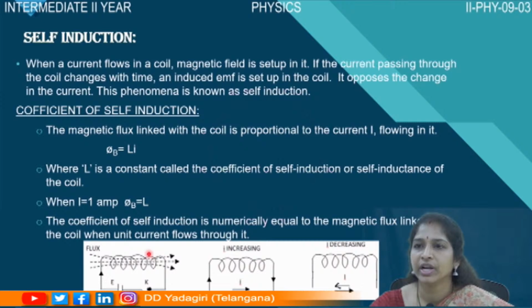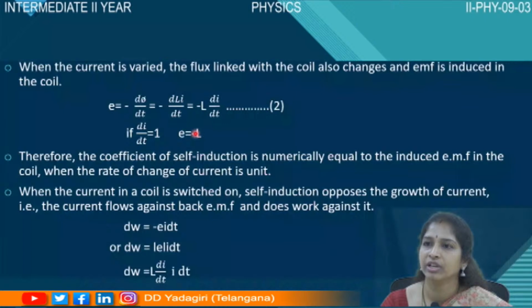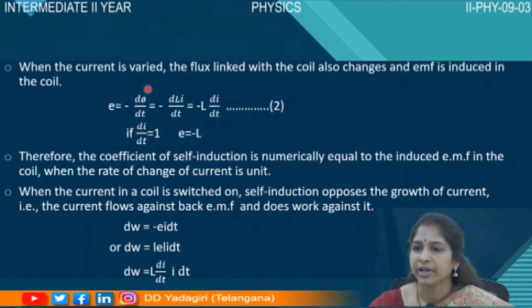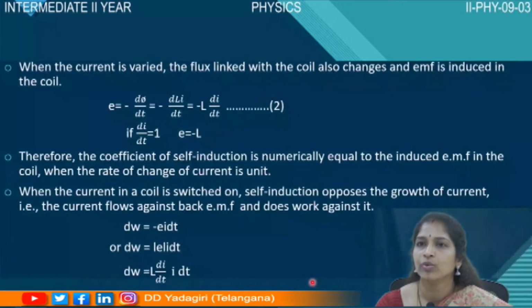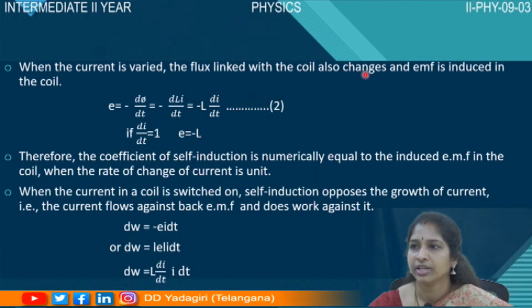There is some other definition for the coefficient of self-induction. So what is the other definition? We will see. See, when the current is varied in this circuit, I told you already, current is increasing, or we can also take current that is decreasing. So when the current is varied, the flux linked with the coil changes. So it produces EMF. We know according to Faraday's law, E equals minus d phi by dt. That equation I am using.